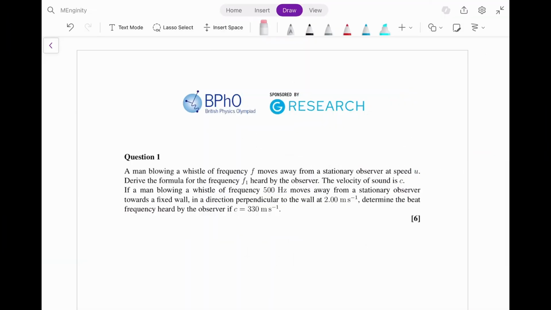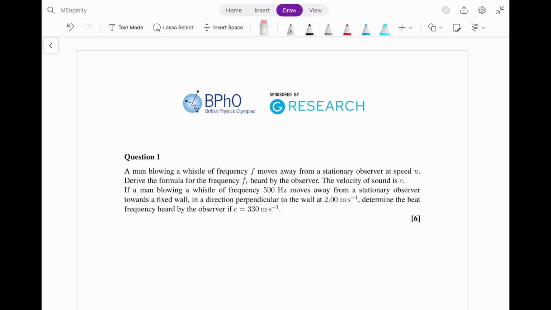In this video, we're going to look at two questions on the topic of Doppler effect. For the first question, it says a man blowing a whistle of frequency f moves away from the observer at speed u, and then derive the formula of the frequency f1 heard by the observer. And then it gave us the velocity of sound is c.